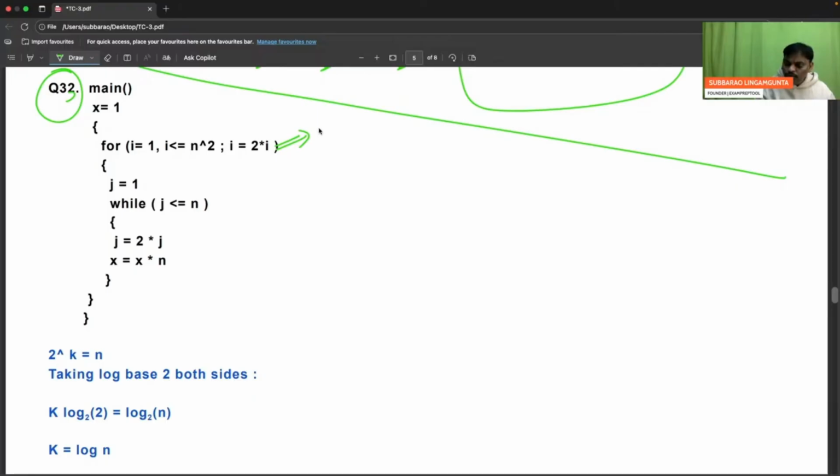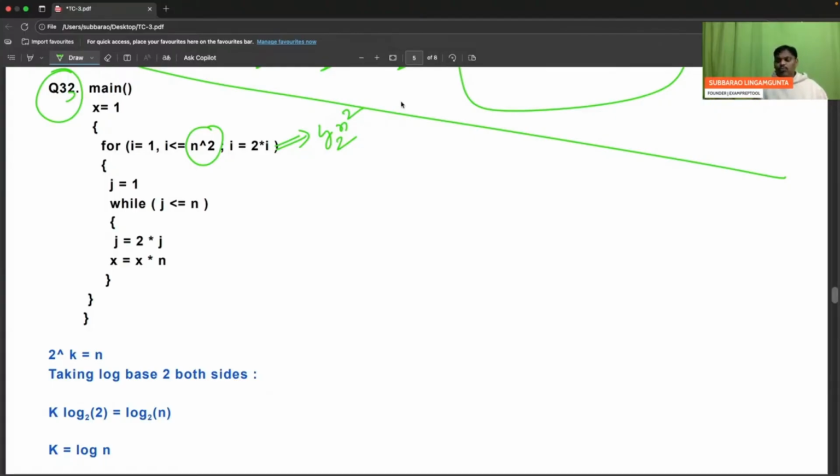Always into 2, so it is log n base 2. If n is there, log n base 2. If n square is there, log n square base 2. Whatever is there, take the log of it.